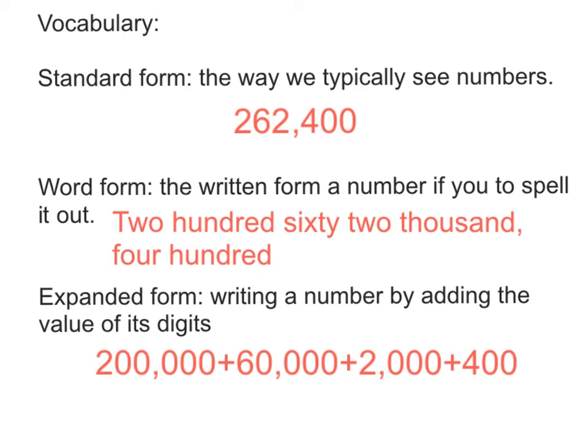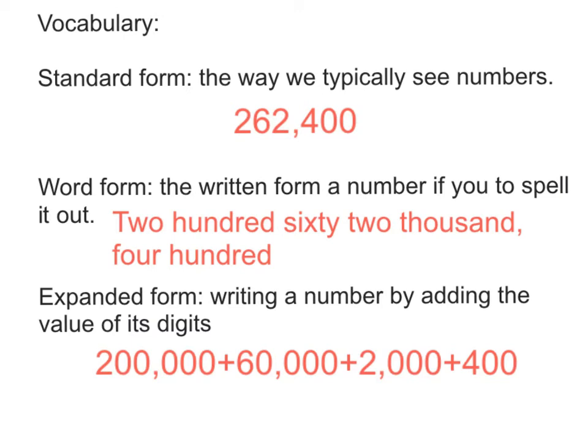Standard form, which is our first example, is the way we typically see numbers. Written out, commas in between. This looks like your typical number. This first number is 262,400. Notice that I say thousand right there where the comma is, because that's where the thousands place ends before I move to the hundreds. So again, that number is 262,400. We're going to use that same number as all of our examples, but we're going to look at it in a couple different ways.